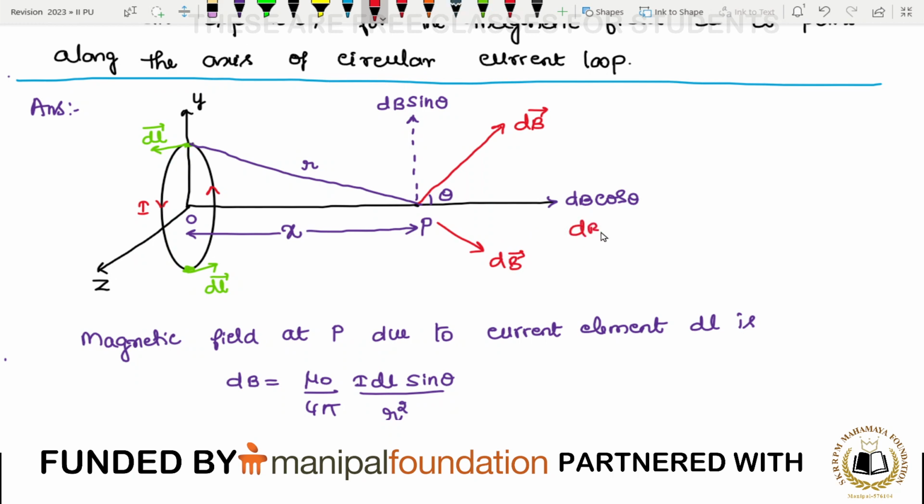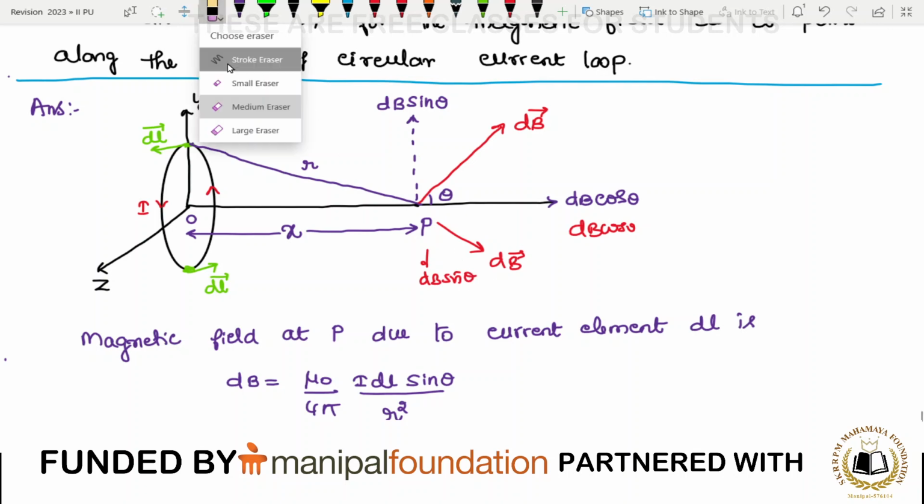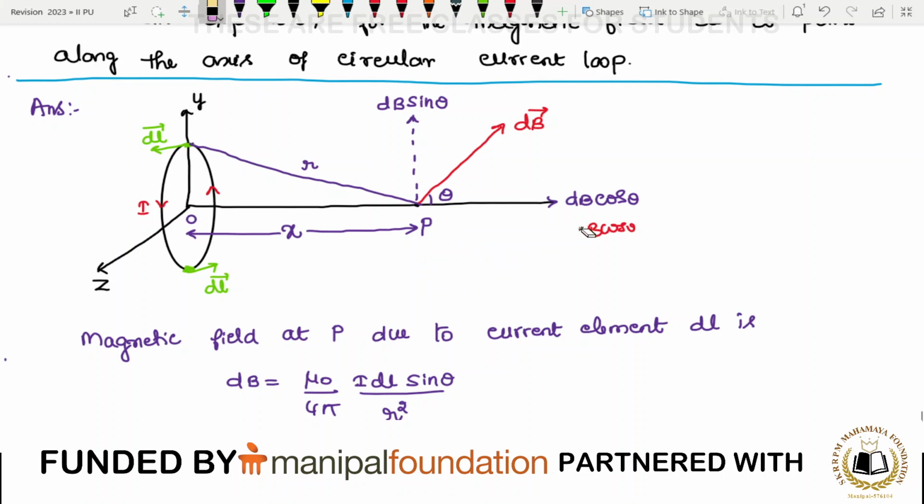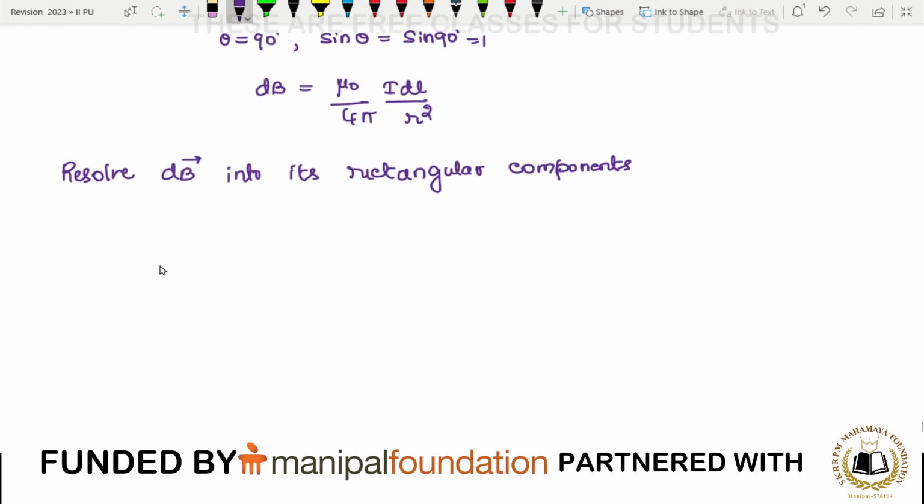If I resolve this, here becomes dB cos theta and here becomes dB sin theta. But we are not doing that one. Instead of that, we'll write it in a sentence. Just erase this one, it's not required. So if I do that, what happens now? Vertical components are going to get cancelled out. Horizontal components will add up.